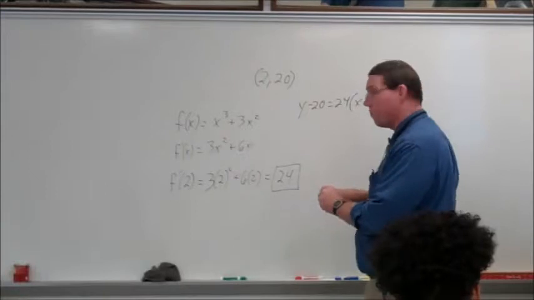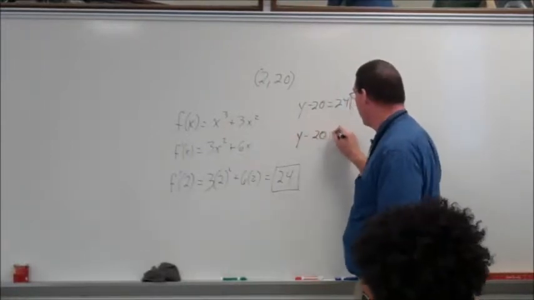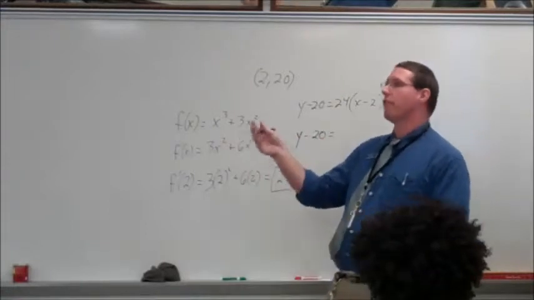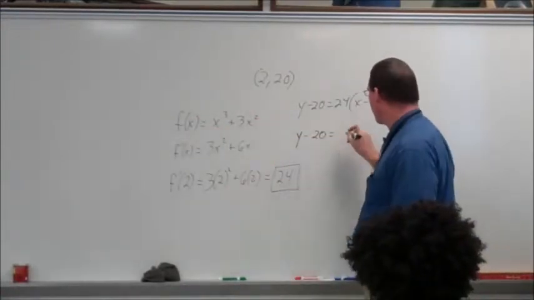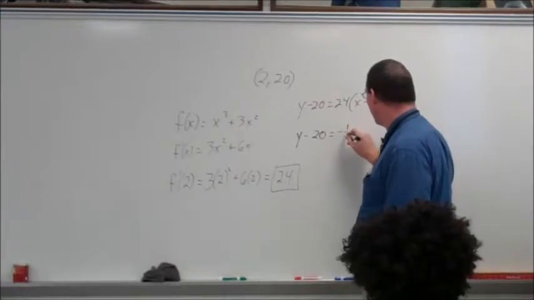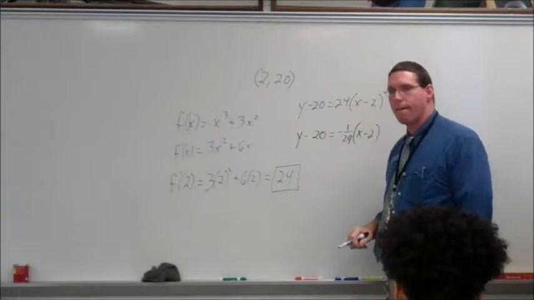So the normal line now, the equation of the line normal to the graph of f of x at x equals 2 is y minus 20 equals negative 1/24 times x minus 2. Okay.